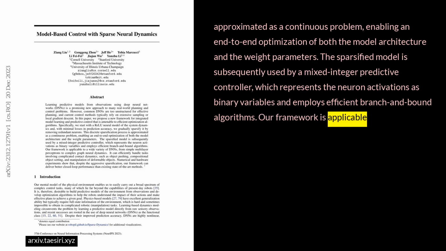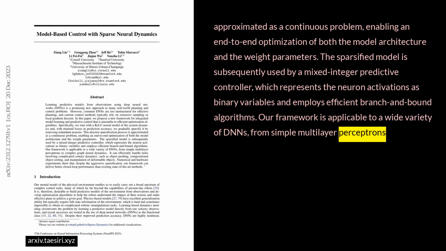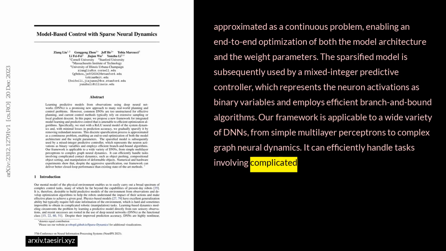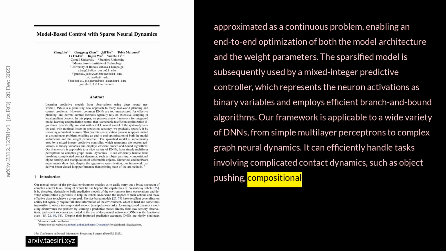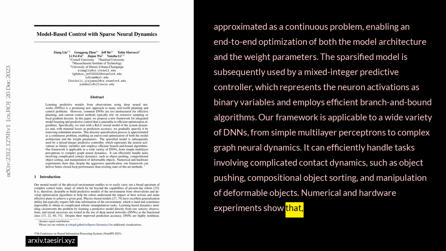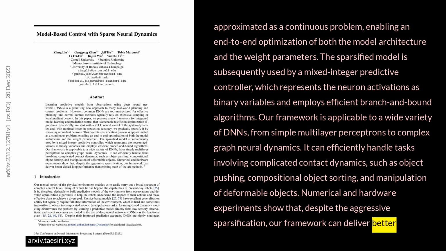Our framework is applicable to a wide variety of DNNs, from simple multi-layer perceptrons to complex graph neural dynamics. It can efficiently handle tasks involving complicated contact dynamics, such as object pushing, compositional object sorting, and manipulation of deformable objects. Numerical and hardware experiments show that, despite the aggressive sparsification, our framework can deliver better closed-loop performance than existing state-of-the-art methods.